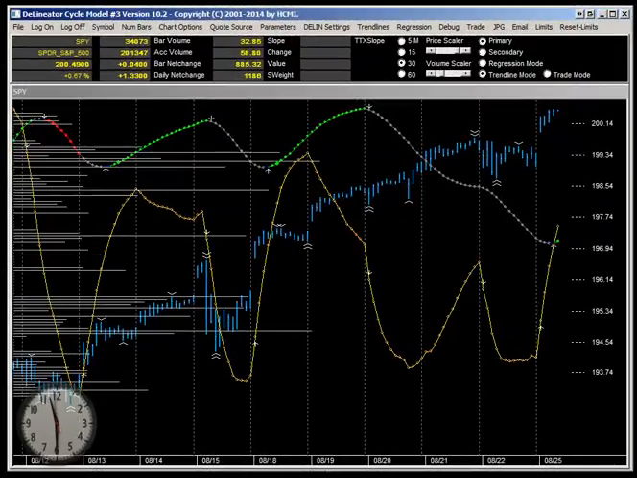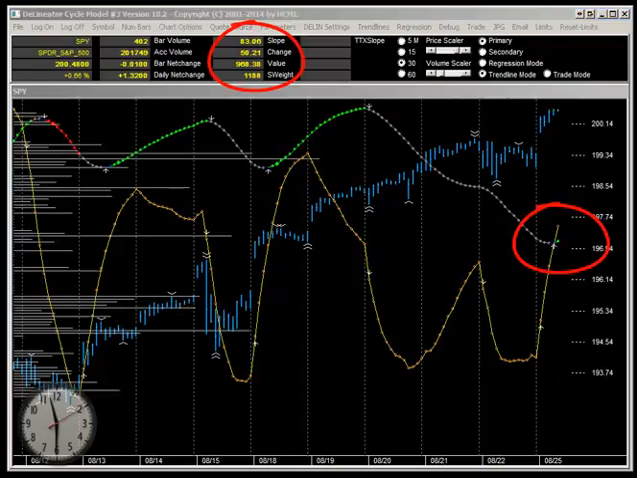Attention, an alert target has been reached. So there's our slope change confirmation. We'll turn off the alarm. We can see that the primary has been colored green.